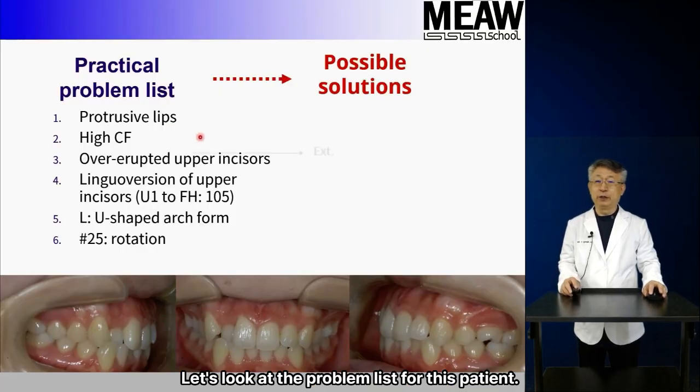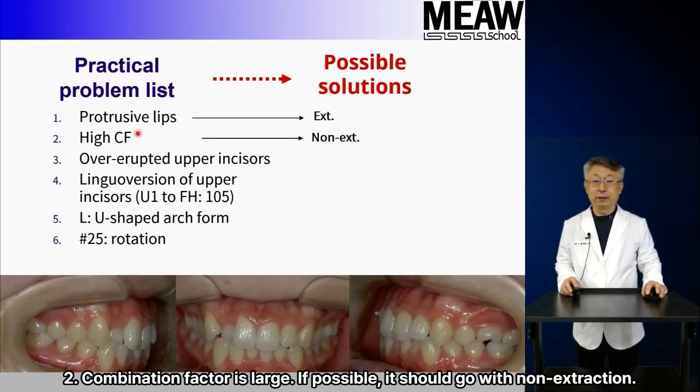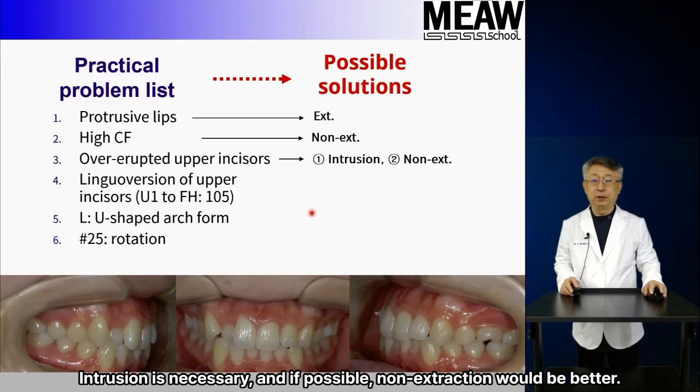Let's look at the problem list for this patient. 1. There are protrusive lips. Extraction is necessary. 2. Combination factor is large. If possible, it should go with non-extraction. 3. The upper central incisors have a normal value and are inclined to the lingual side and over-erupted. Intrusion is necessary, and if possible, non-extraction would be better.